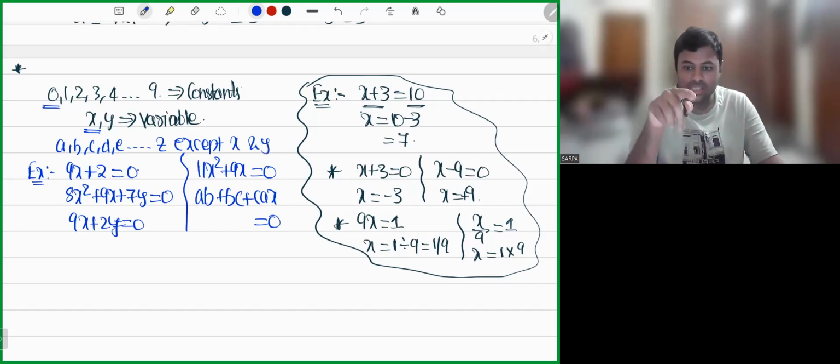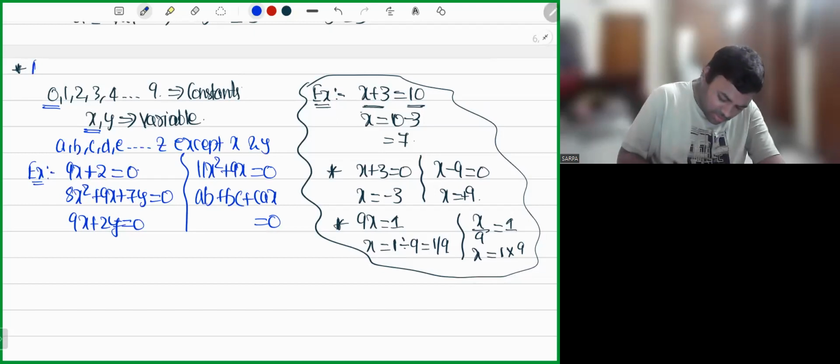Unless and until the question says it is not a constant. If the question is silent, it is constant only in our CA and CMA foundation. So don't worry about them. So I hope algebraic functions and equations are clear.